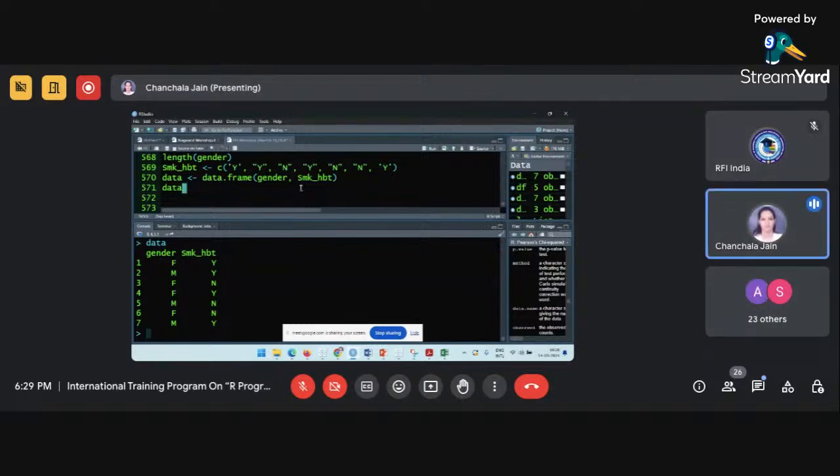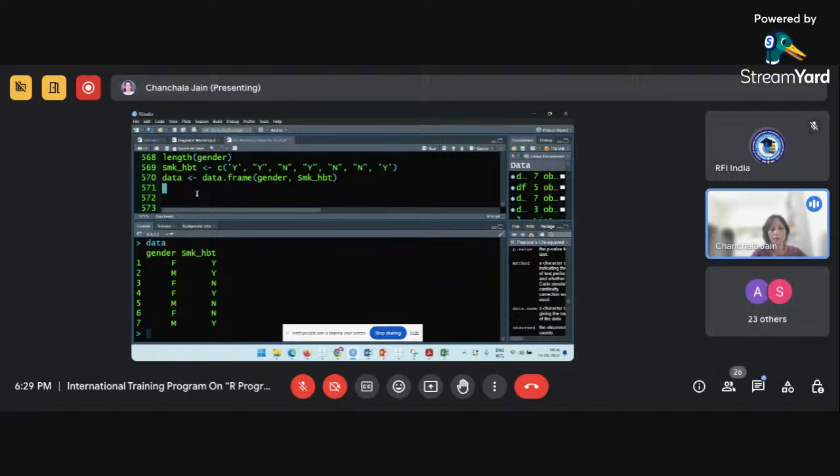So firstly, what we did, we have created two vectors. Now you have put both the vectors inside the data.frame function, and we created this particular data frame. But still the problem is we are unable to get a count. We are not having a count, right?